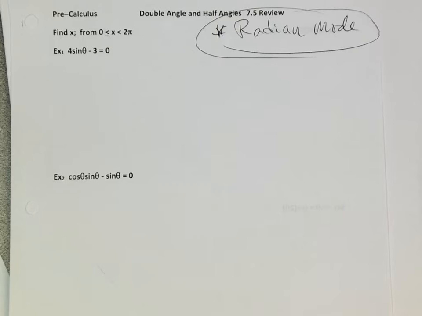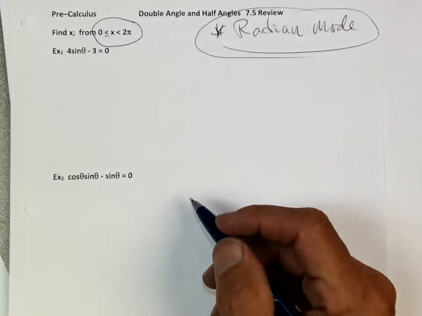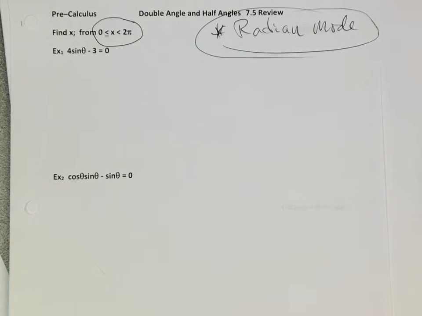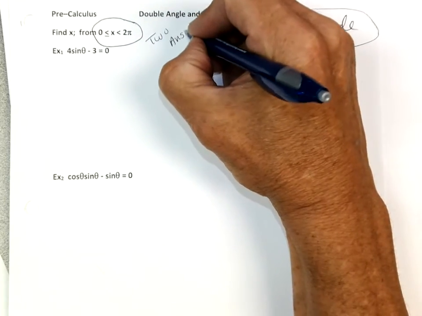What we're going to do is solve. And since we're going to solve from 0 to 2 pi, in some of these we should see two answers, because we know if we go all the way around the unit circle, oftentimes there's more than one answer, right? So there could be two answers.